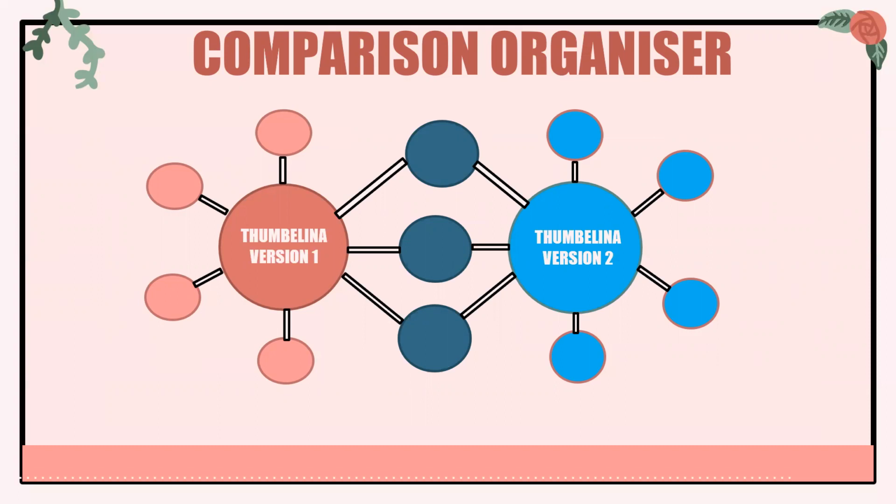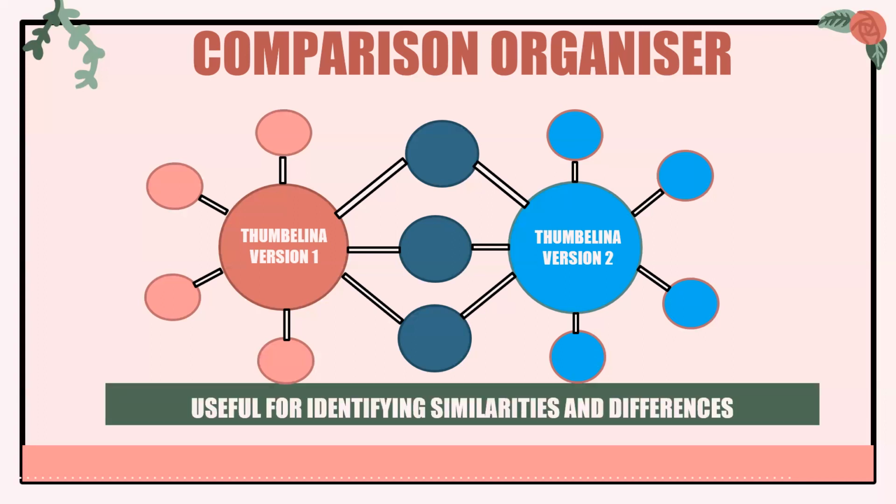So here I have an example for you. I am talking about the story Thumbelina, which has been dealt with by many writers in different ways. For example, if I compare two versions of Thumbelina, here I will show the similarities of these two versions, and in the outer circle I will highlight the differences of the two versions. In this way, I can have a better understanding of how the particular text has been dealt with by different writers. So the comparison organizer is useful for identifying similarities and differences.